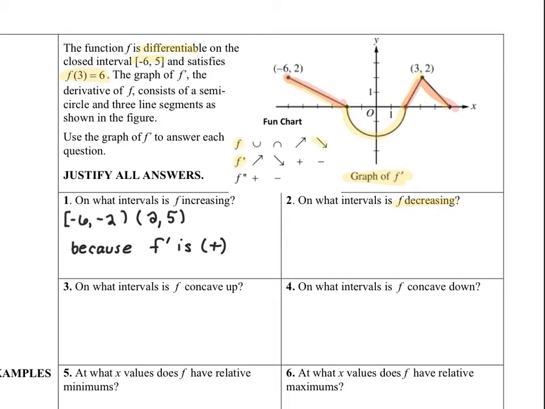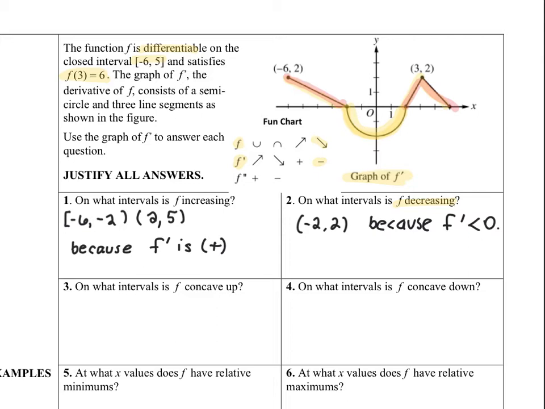I'm looking for f prime to be negative, and that means below the x-axis. So it's this half circle interval right here, and it looks like we're going from -2 to 2. I list my interval because f prime is less than 0. If you don't like to say f prime is negative, you could say f prime is less than 0. It's just another way of saying the same thing.